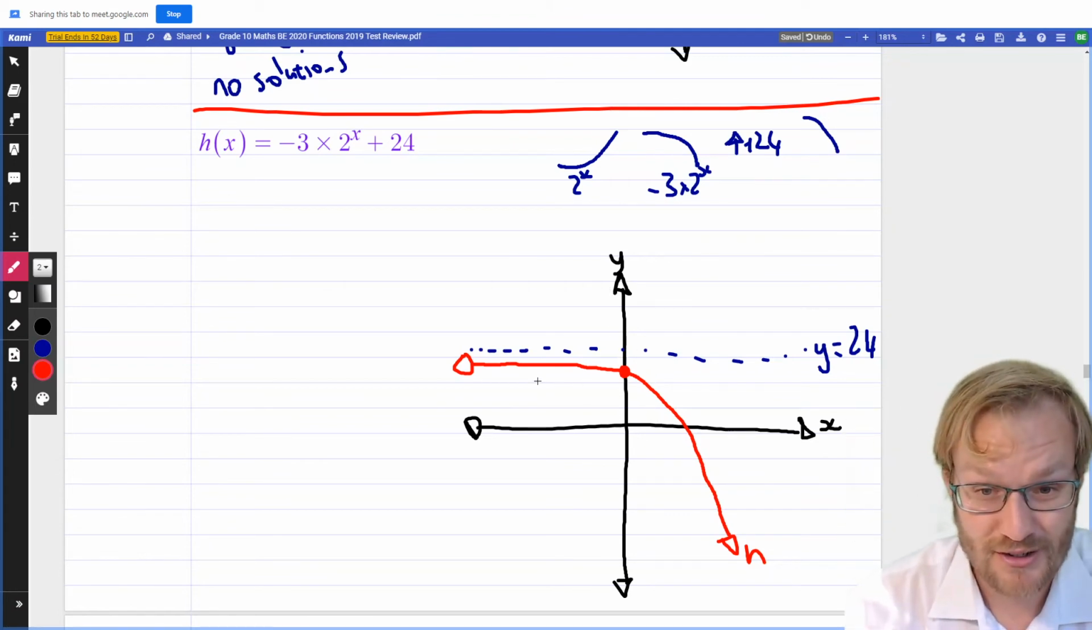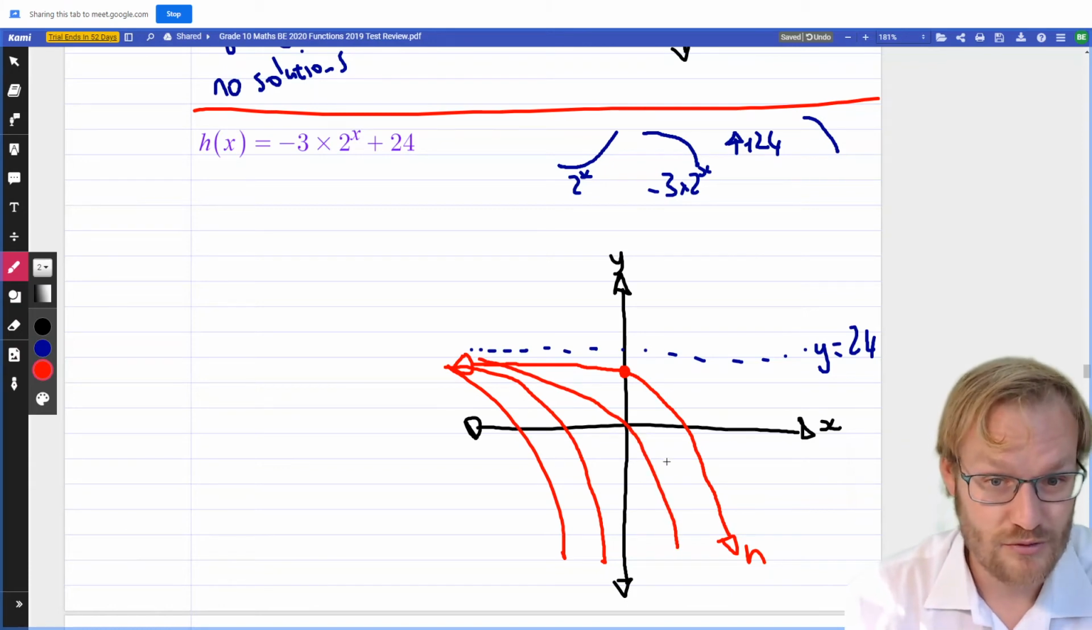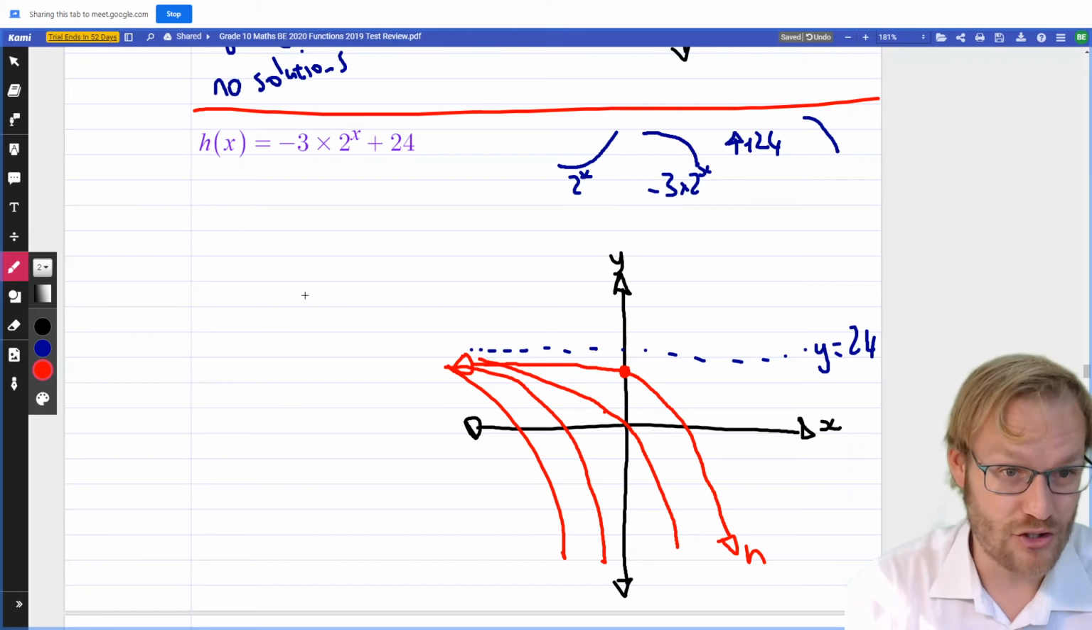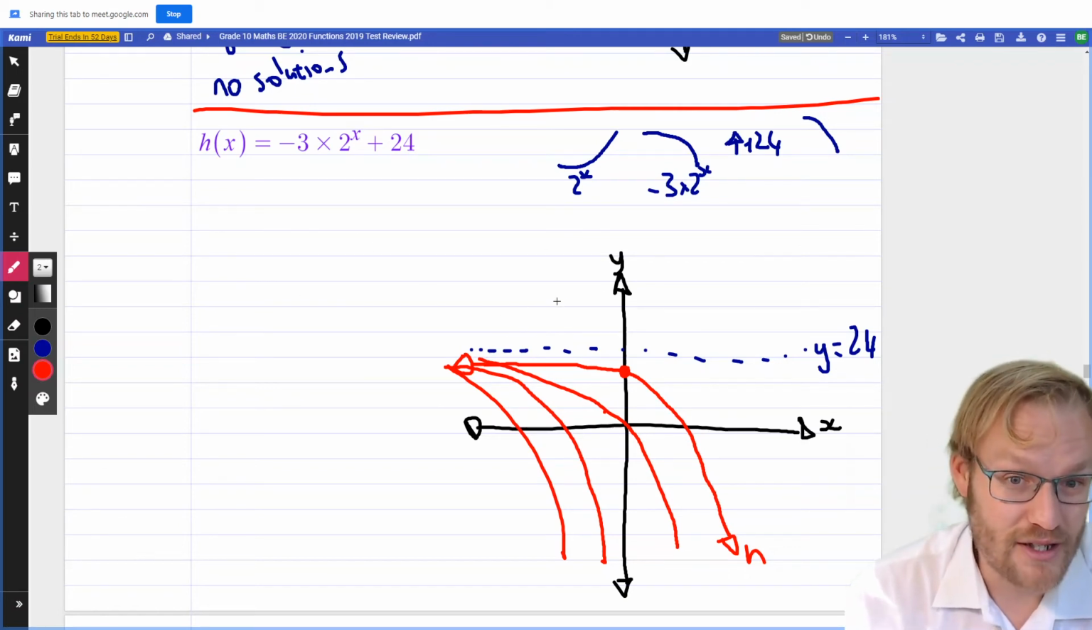Because it might not. How do I not know that it's going to go down here, or down here, or maybe through the origin? All I know is that it's that shape, and it's been moved up by 24. But if we could find the X and Y intercepts, then we're going to be good to go. How do we find the Y-intercept? I think that is normally the easiest.